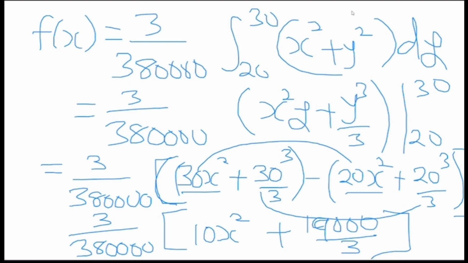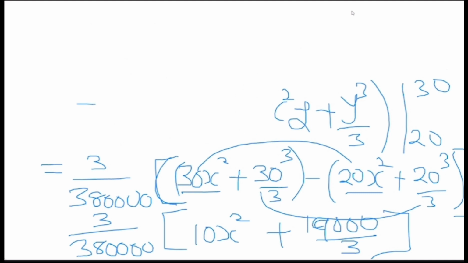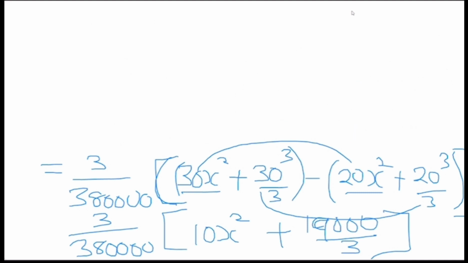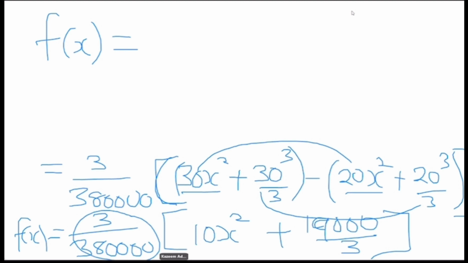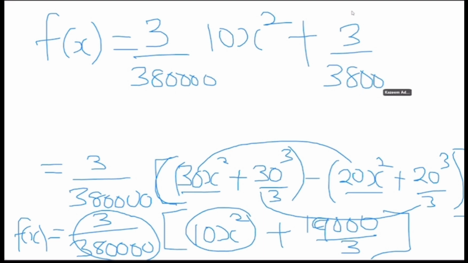Now, if I have this, all I'm going to do is simplify. So how am I going to simplify? You're going to see now. I told you when I started, you're going to need the knowledge of algebra; you need to know how to simplify. So that's exactly what I want to do. This is our f of x, but it's not in the final stage. We can still simplify that. So this guy multiplied by that: 3 over 380,000 times 10x squared, plus 3 over 380,000 times 19,000 divided by 3.